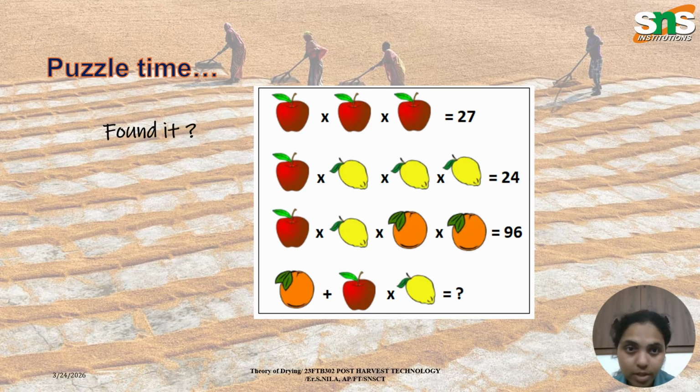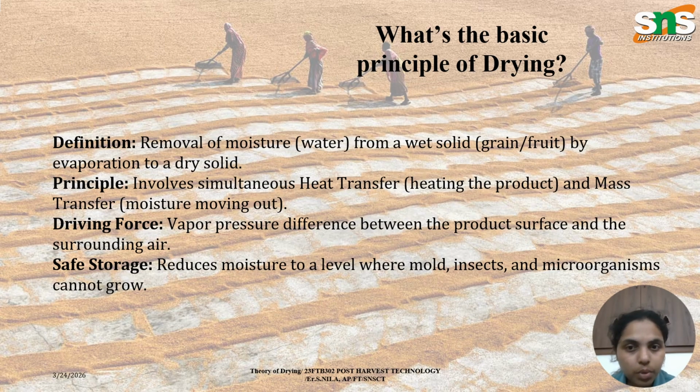So, first a quick puzzle to activate your brain and then let us get into the topic. So, what's the basic principle of drying? Drying is the removal of moisture from wet solid by evaporation. It involves simultaneous heat and mass transfer. Heat is supplied to the product and moisture moves out into the air. So, the driving force is the vapor pressure difference between the product surface and the surrounding air. So we dry the product to reduce moisture to a safe level so that the mold, insects and other microorganisms cannot grow.